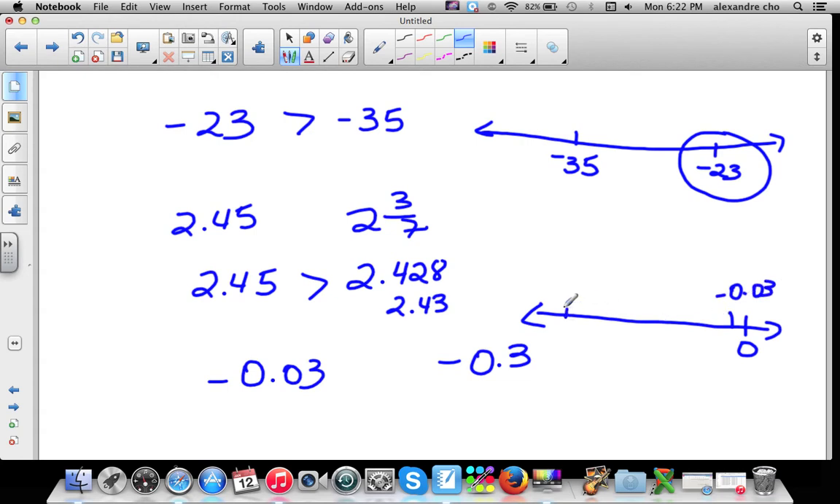Okay, and if this is 1, let's make that 1. And then the 30 should be about here, 0.3. Okay, so who is greater? The number on the right. In this case, this is the number on the right. So the number on the right will always be greater. Okay.